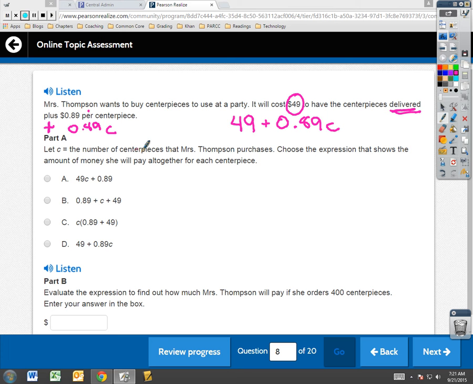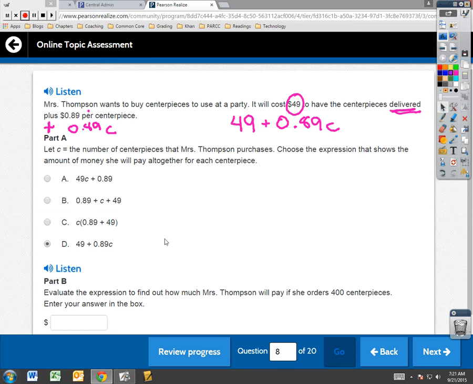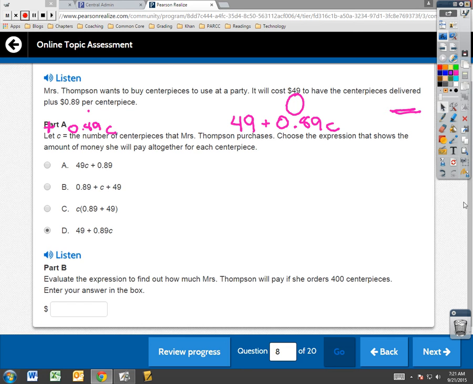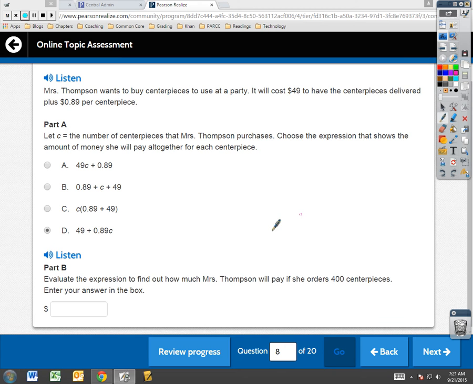Let C be the number of centerpieces that Miss Thompson purchases. Choose the expression that shows the amount of money she'll pay altogether for each centerpiece. Well, let's take a look. Looks like we're going to have $49 plus the 89 cents per centerpiece. Now, it says evaluate. Evaluate, fancy word for solve. Evaluate the expression to find out how much Miss Thompson will pay if she orders 400 centerpieces. So we know she's going to have to pay $49 no matter what, plus she's paying 89 cents per each centerpiece, but she's buying 400 now.